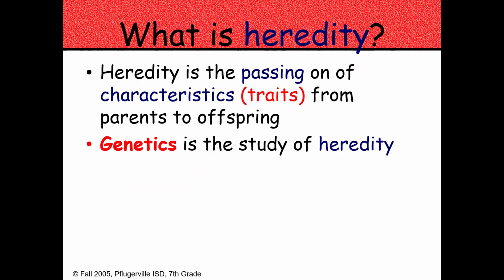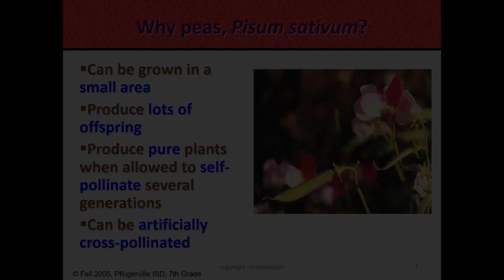So heredity is the passing on of characteristics or traits from parents to offspring. So we are studying heredity. We're studying how traits are passed on from parent to offspring. And genetics is the study of heredity. So genetics is the study of inheritance of traits.